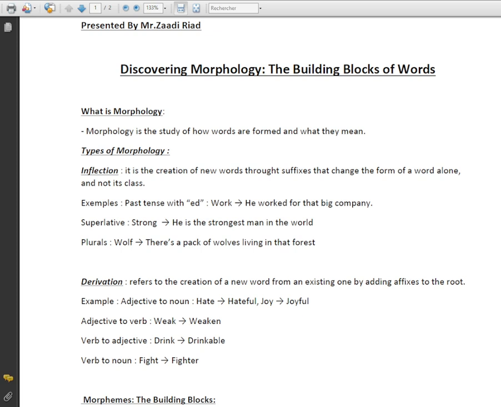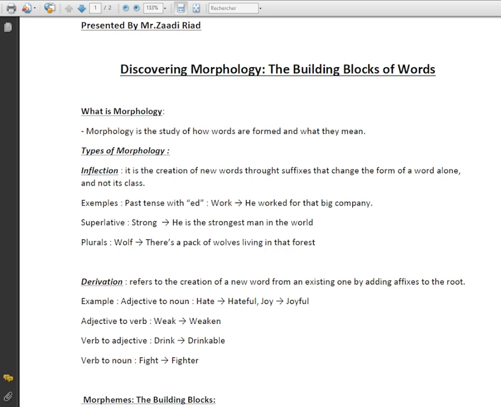Then for the second type, we've got derivation morphology. It refers to the creation of a new word from an existing one by adding affixes to the root. For example, we've got the transformation from a noun to an adjective. For example, hate turns into hateful. Also, we've got other examples like joy to joyful, and so it goes.